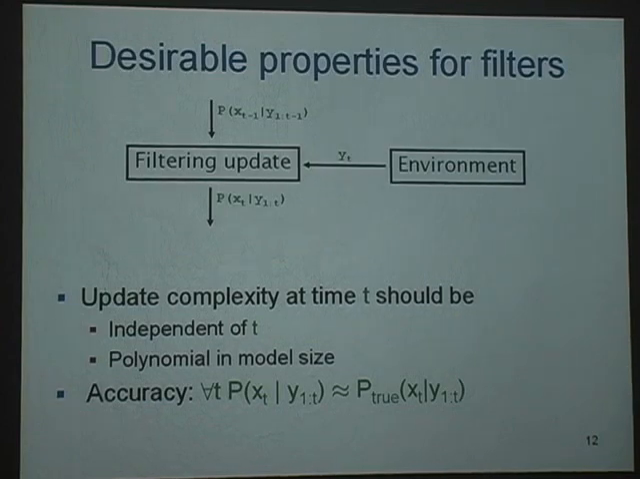Well, first we want efficiency. Specifically, the complexity of what happens at each time step should be independent of t. So in other words, the time we take to integrate a new observation should not grow with the number of observations we've seen so far. And the second thing is it should in some sense have a mild dependence on how complicated the underlying probabilistic model is. And I've chosen to say it should just be polynomial in the model description. I'll be a bit more specific about what I mean by polynomial and model description in a few slides. Beyond efficiency, we also want accuracy. One way of saying that is that for all times, the estimated distribution of our algorithm is close to the true posterior given the observations so far.